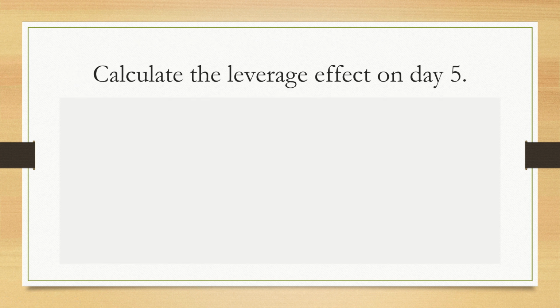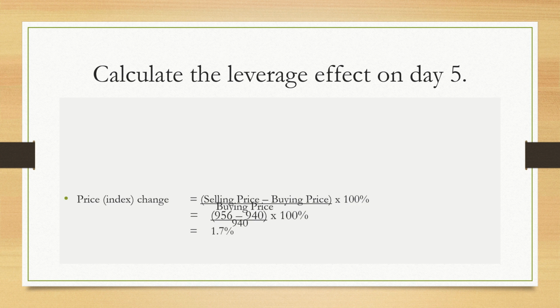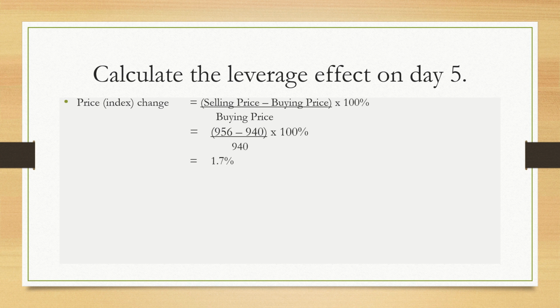Okay, right. So now let's take a look at if one more question is asked: calculate the leverage effect on day 5. As I told you in our class, first we have to calculate the price change, the percentage of price change. So entry kita tadi on day 0 tu 956. The last closing price on day 5 is 940. So how to calculate the percentage of change in price? Selling price minus buying price over buying price times 100. So kita ambil apa ni? Harga masa day 0, the selling price, minus the buying price on day 5, 940, over 940. Okay, so you will get 1.7%.